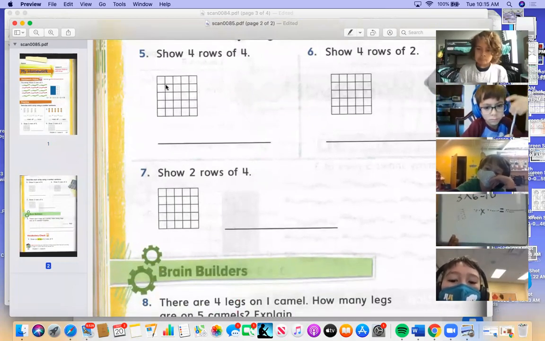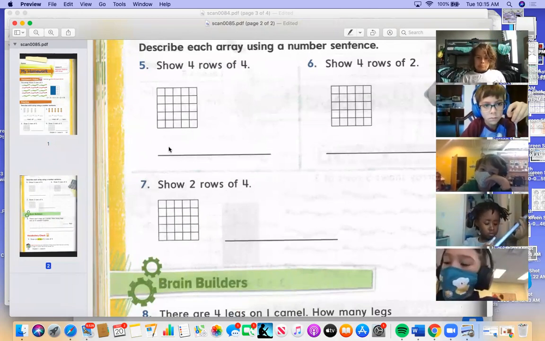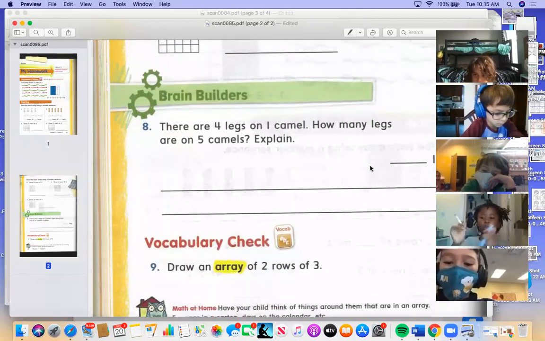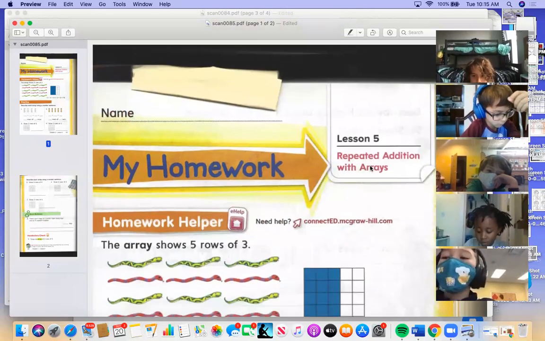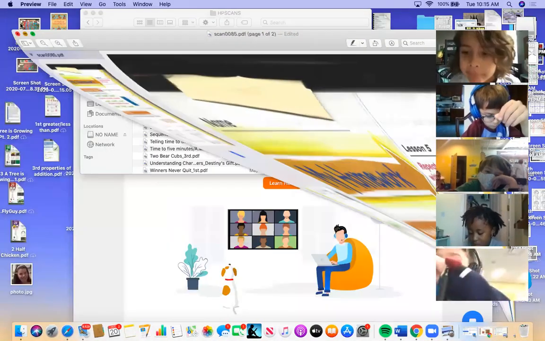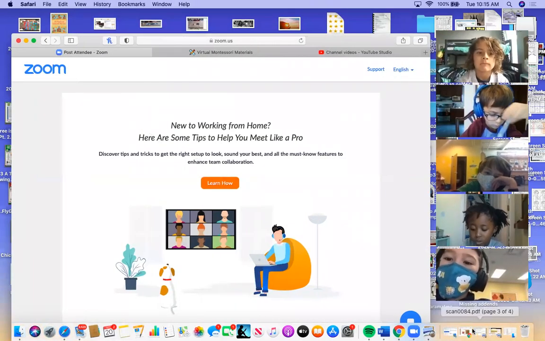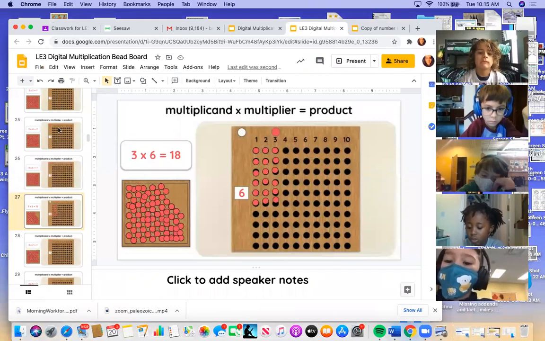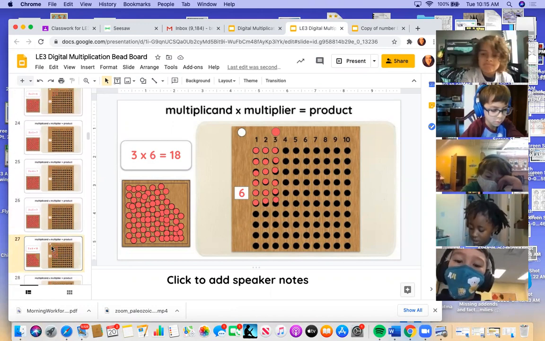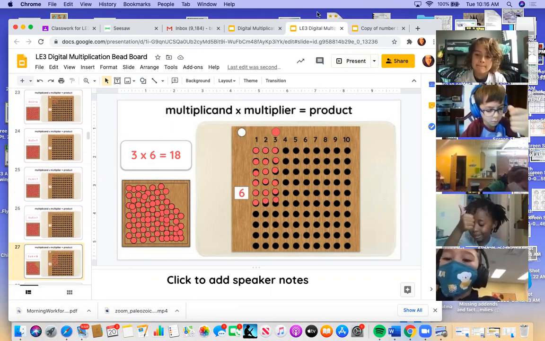If you do it on Seesaw, you'll be able to draw on it, because it wants you to draw the 4 rows of 4 or the 4 rows of 2. Okay? Those 2 pages shouldn't take you too long, and then you will have the finishing of the bead boards for the 1s, 2s, and 3s. The next time we meet, we'll go beyond that. Sound good, everybody?